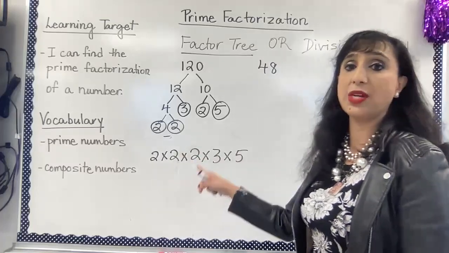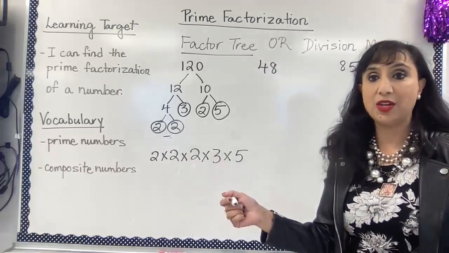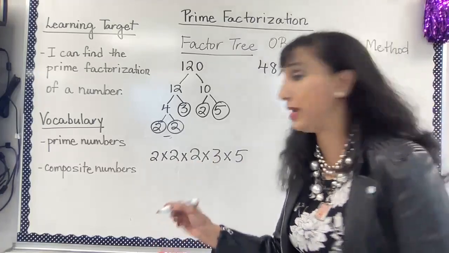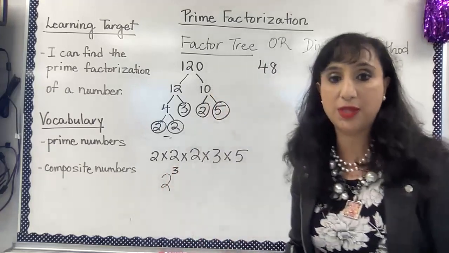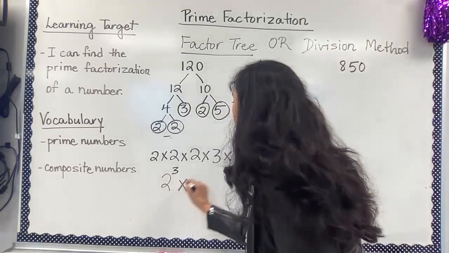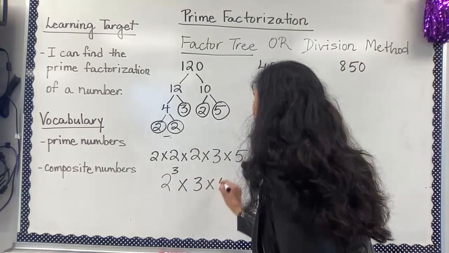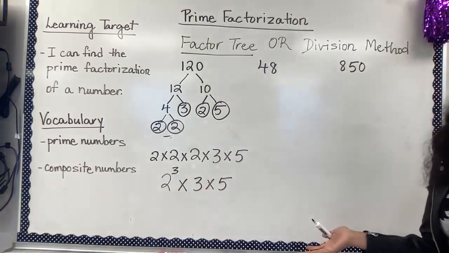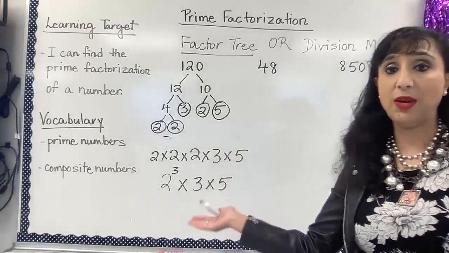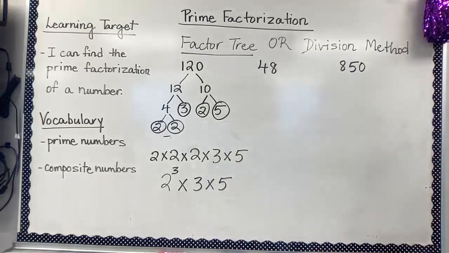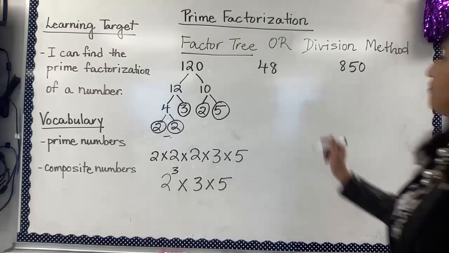Now 2 times 2 times 2 can also be, because 2 is repeated 3 times, my base number is 2. I can write it as an exponent, 2 cubed times 3 times 5. And this would actually be my prime factorization of 120. And that's how we write it, okay? So let's do another one using a factor tree. And I am going to use the factor tree method first.